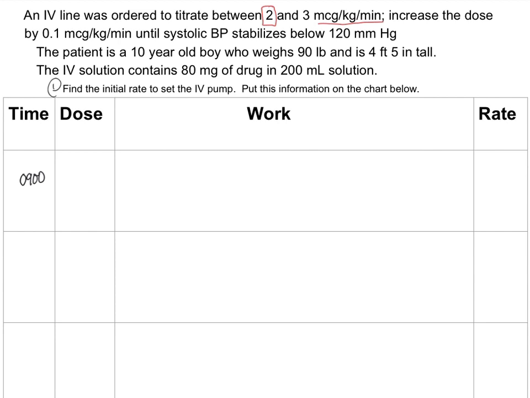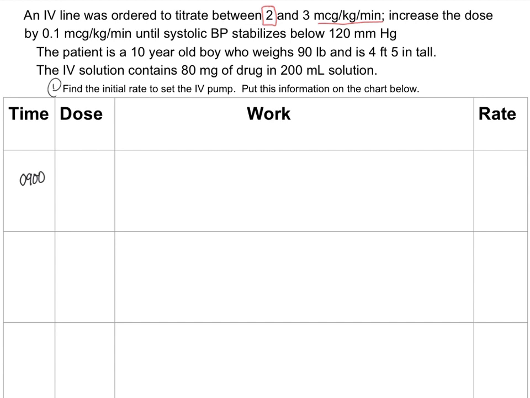So in this problem, we're looking for the patient's blood pressure, the systolic blood pressure, to stabilize below a particular amount. If the blood pressure does not stabilize after this initial dose, what we need to do is continually increase that dose by 0.1 micrograms per kilogram per minute.